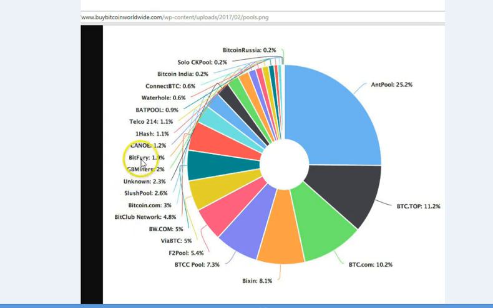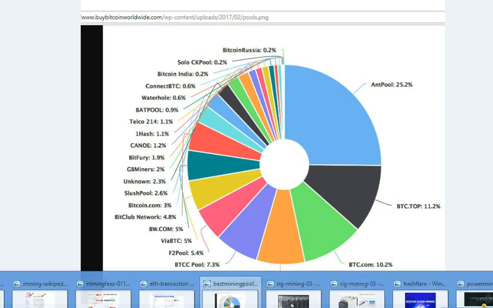Bitfury, you'll probably hear that too if you decide to get involved in cloud mining. We'll talk about cloud mining in a little bit. We'll touch base on that one. And Bitcoin India, Bitcoin Russia. I do know there's also Bitcoin China in here somewhere. So anyway, this is the current distribution of all the mining operations for Bitcoin around the world.